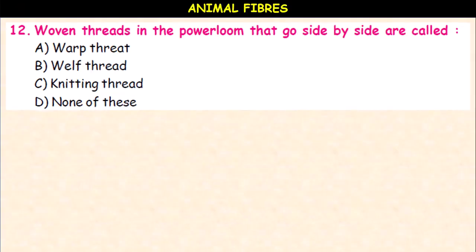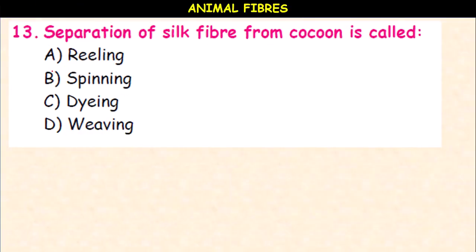Woven threads in the power loom that go side by side are called warp threads, weft threads, knitting threads, none of these. Actually this is weft, W-E-F-T, weft threads. Okay. The separation of silk fiber from cocoon is called reeling, spinning, dyeing, weaving. Reeling.